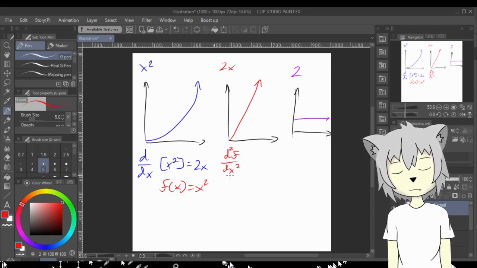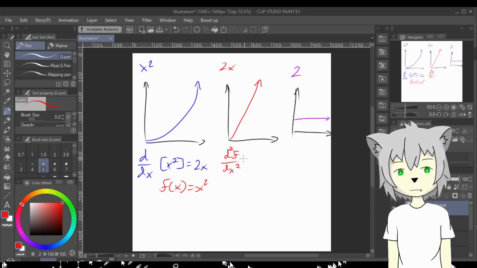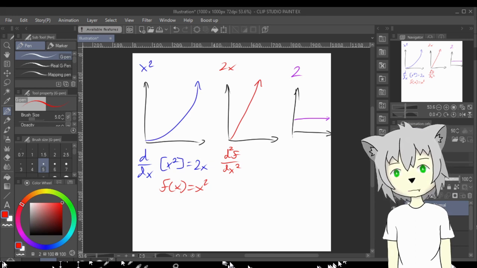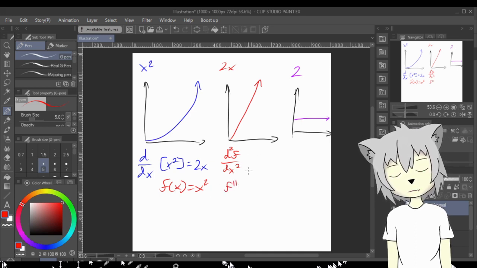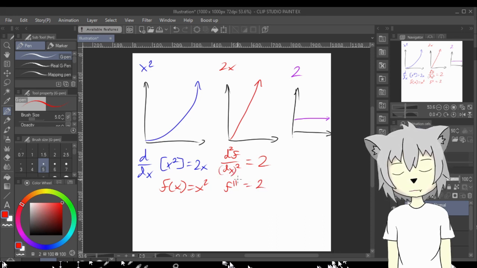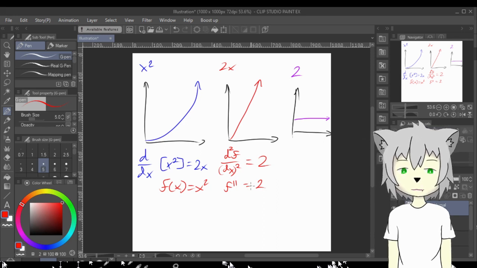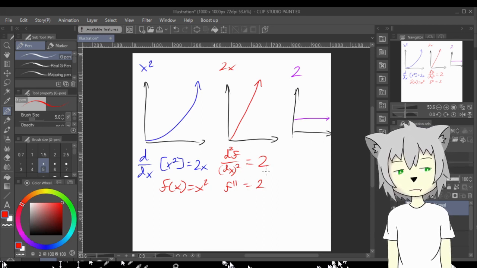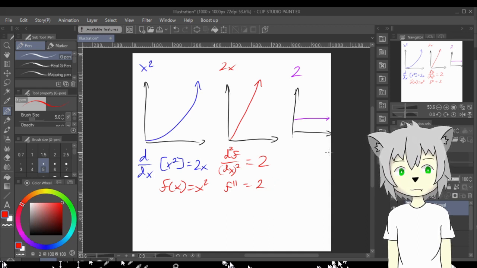But that's basically the notation in this form of a double derivative. The other one is basically f double prime. This is basically equal to 2. These technically have parentheses, but mathematicians are lazy, so that's why they aren't really written that way.